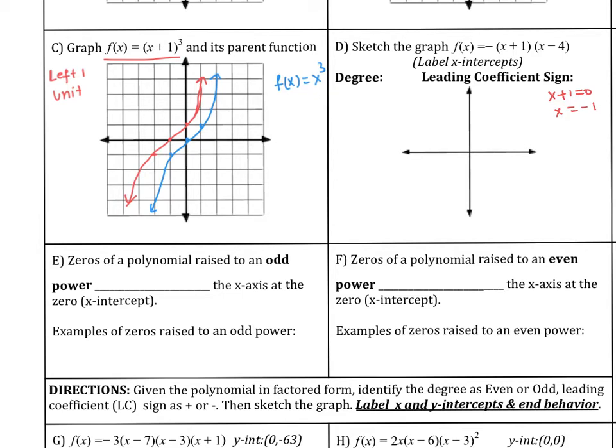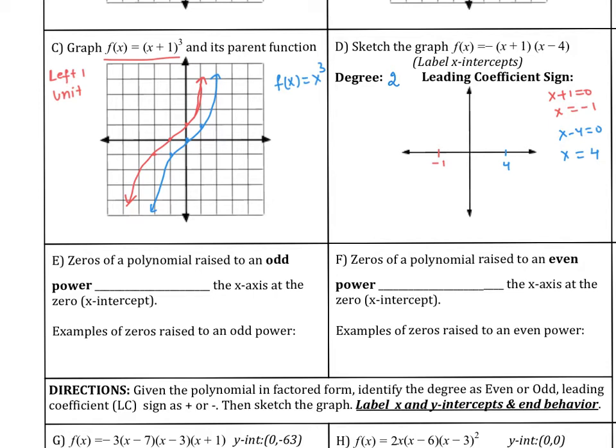And then you're going to set x - 4 = 0, and then you're going to get x = 4. So x = -1 and x = 4. So we can see that when you multiply x times x, you get x squared. So it means that the degree of this function is 2.